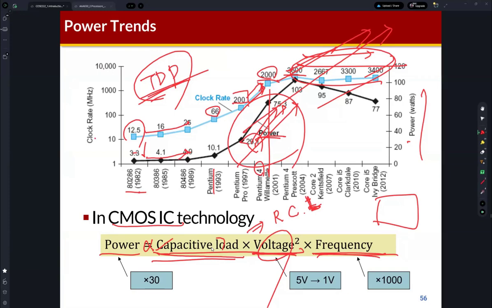And then supply voltage. In order to run the electric circuit, we need to provide the supply voltage. It's called VDD. Electric devices work using the difference in voltage, right? We learned that in electric physics. So the power is proportional to the square of the supply voltage.